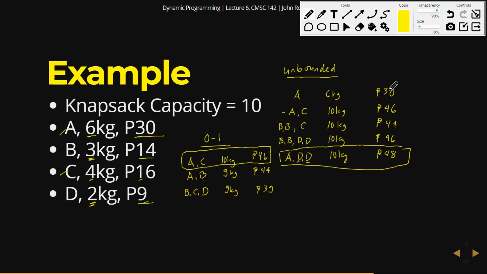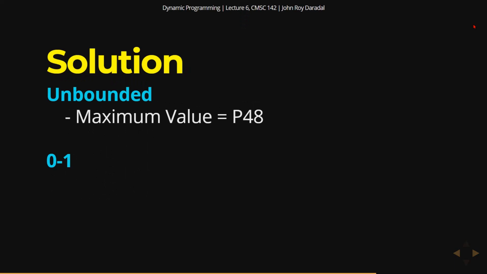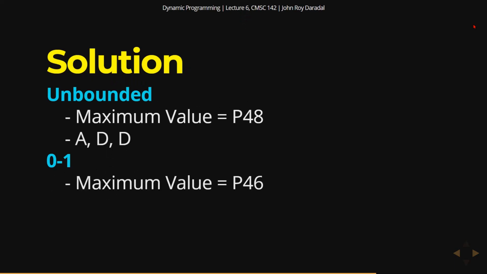Okay? You cannot do something like ADD anymore because there's only one item of type D this time. So you cannot repeat D this time. Okay? So that is our example. So for unbounded, we have the maximum value of 48 with ADD, and for 0-1, it's only 46 with A and C.